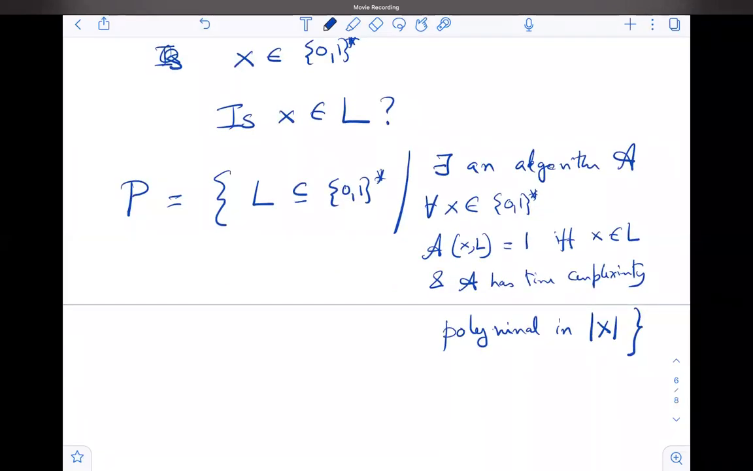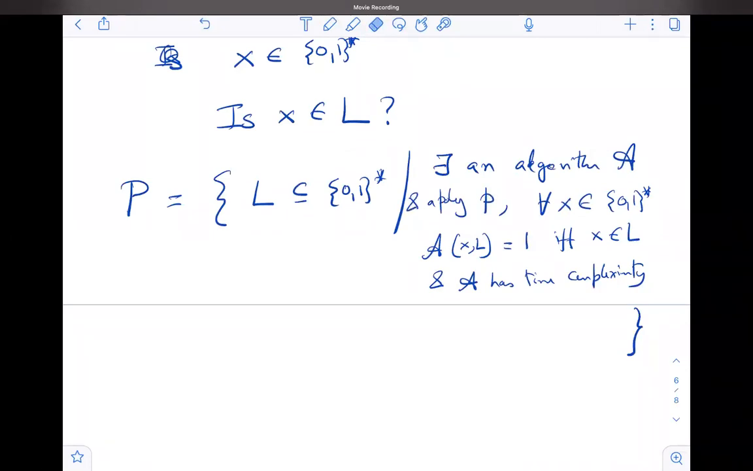Okay, now what do you mean by polynomial in size of x? I can define it even further. That's a more complicated thing to define, but I can do it. Maybe for you guys, I can define it. Okay, let's see. A polynomial P such that for all x, the algorithm A has time complexity less than P of size of x.